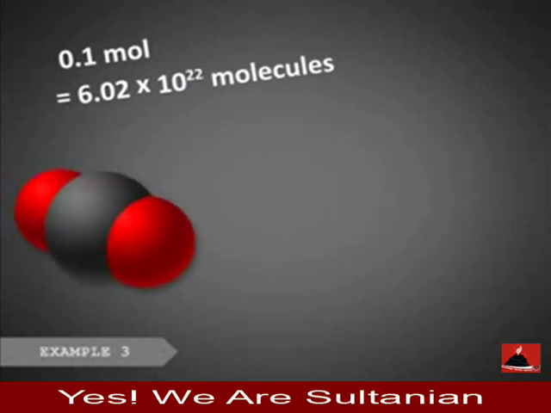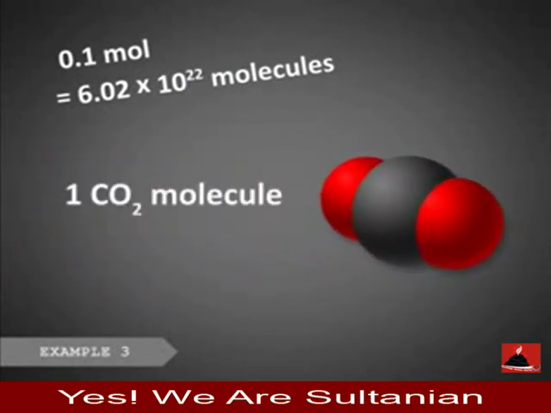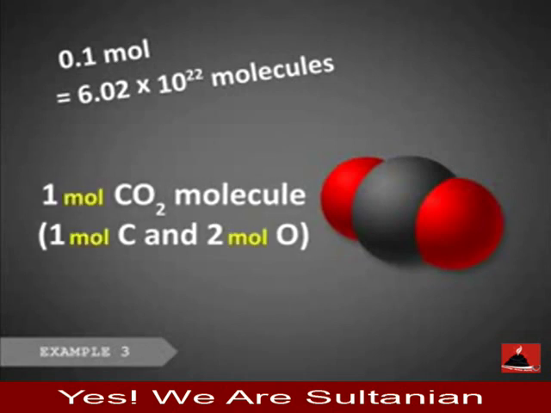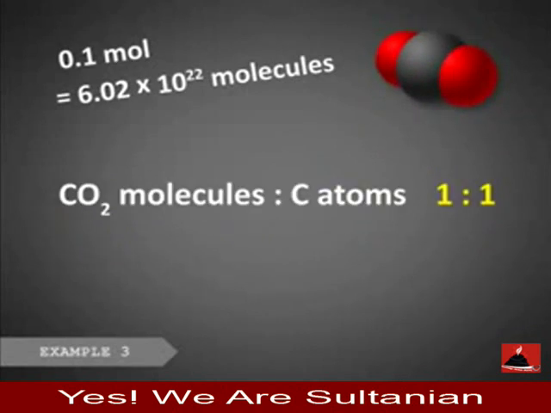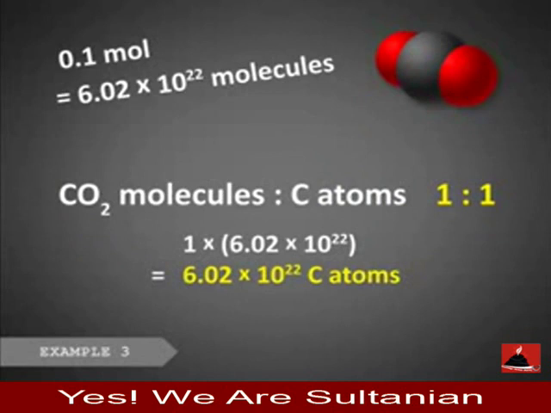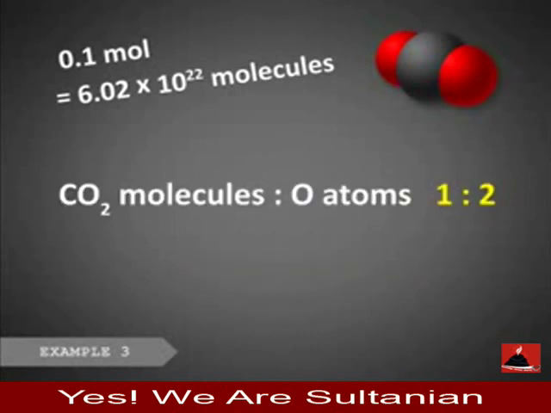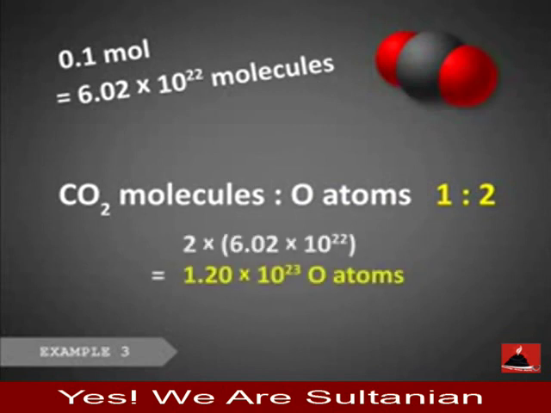So how many carbon and oxygen atoms are there in this amount of carbon dioxide molecules? For each molecule of CO2, there are 1 carbon atom and 2 oxygen atoms. So 1 mole of CO2 molecules gives 1 mole of carbon atoms and 2 moles of oxygen atoms. Given the atom-to-molecule ratio, there should be just as many carbon atoms as there are carbon dioxide molecules. The number of carbon atoms is 6.02 times 10 to the 22. And there are twice as many oxygen atoms as there are carbon dioxide molecules. The number of oxygen atoms is 1.2 times 10 to the 23.